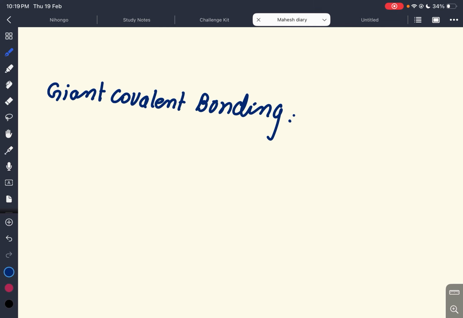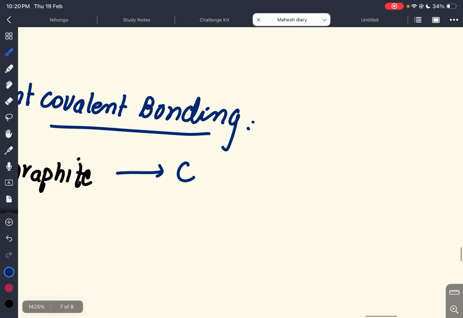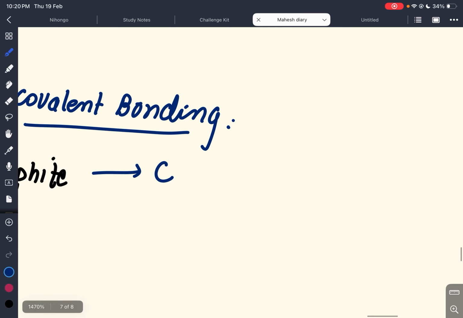When we talk about covalent bonding, we talk about compounds, we talk about molecules. So let's just take a compound. Okay, let's take graphite. Graphite is something that is used in our pencils, if you guys know. It is made up of one thing that is called carbon. Let's just see what carbon does.